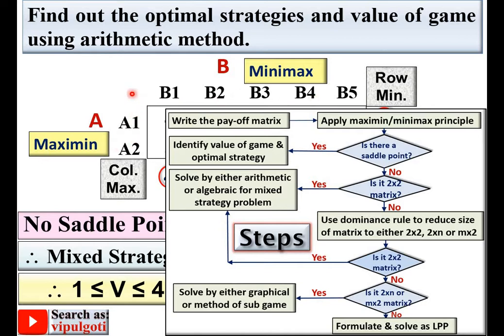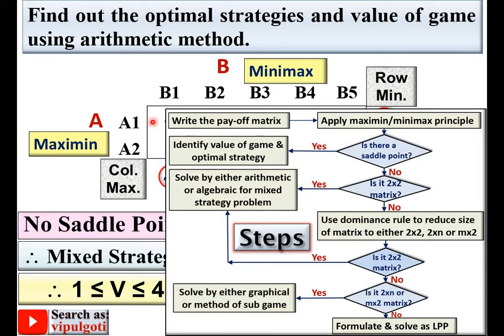Here the dominance rule is not applicable, so your final payoff matrix is still 2 by 5. So we can say it is not a 2 by 2 matrix. So next step, is it 2 by n or n by 2 matrix? Here you can say 2 rows and n columns, so it is a 2 by n matrix. And so you can solve the problem by either the graphical method or the method of subgame.